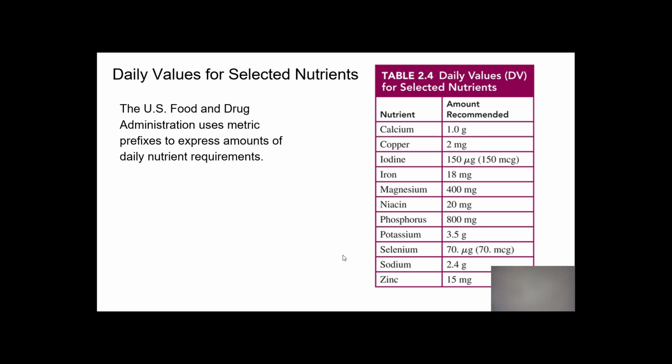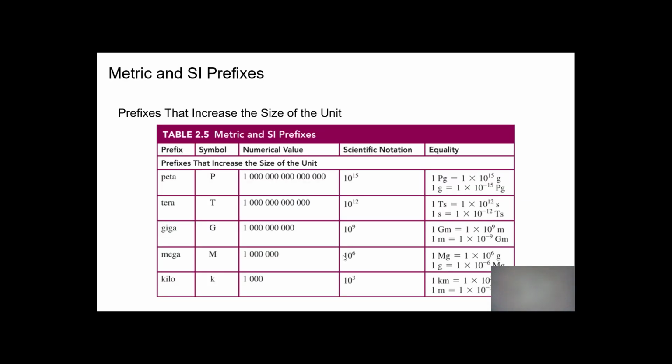Here is an example of recommended amounts, and you can see that calcium's 1 gram, for instance. Iodine is 150 micrograms. Micrograms is used in selenium and below, and zinc is 15 milligrams. So it is used, and this is an example of why you need to know the metric system.